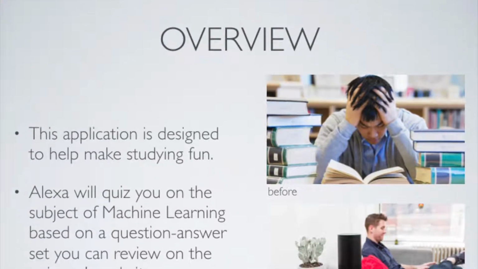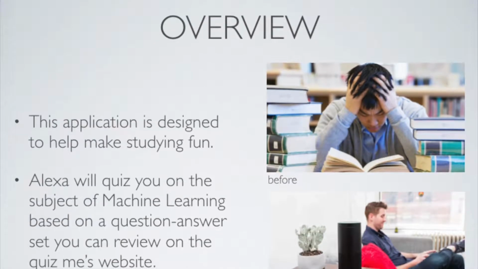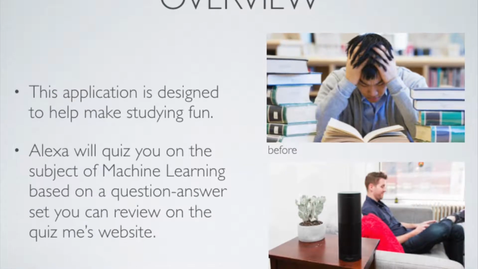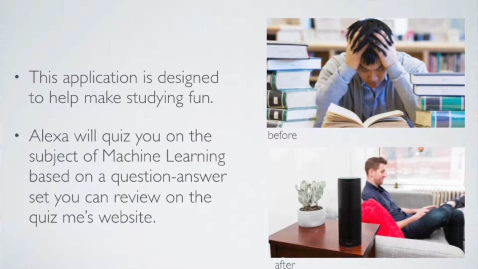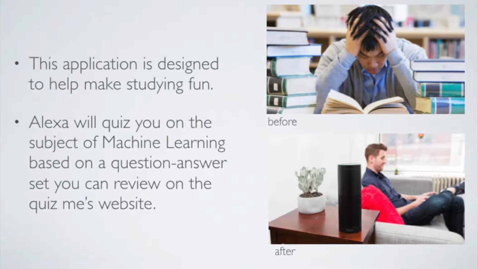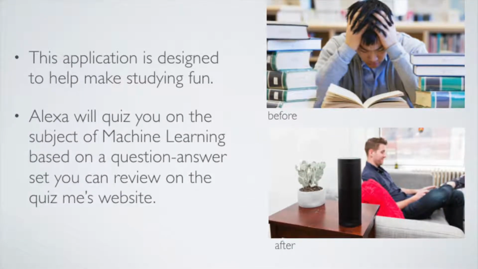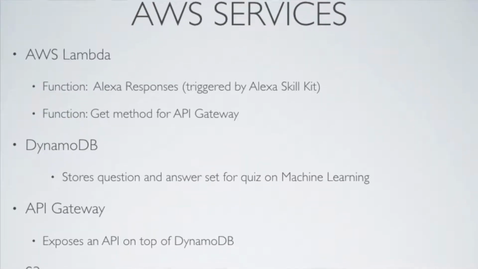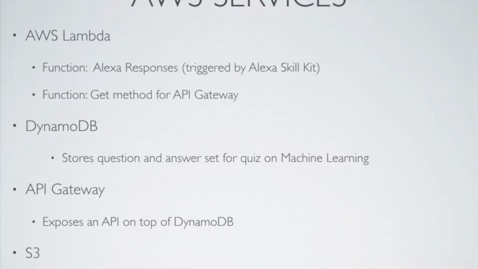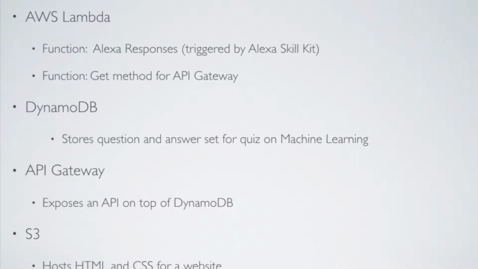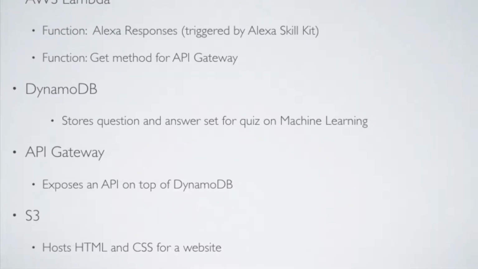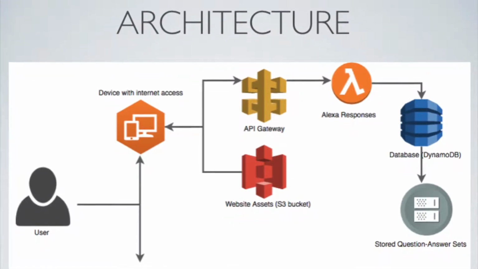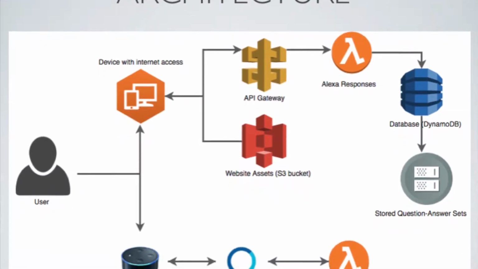This application has two parts: a website which displays the questions and answers for the quiz, along with instructions for Alexa, and the second part, the Alexa skill set, which quizzes you on the subject of machine learning. I use the following Amazon Web Services to develop this app: S3, DynamoDB, Amazon Web Service Lambda function, API Gateway, and the Alexa skill set. Let's go through the architecture and talk about how everything works.